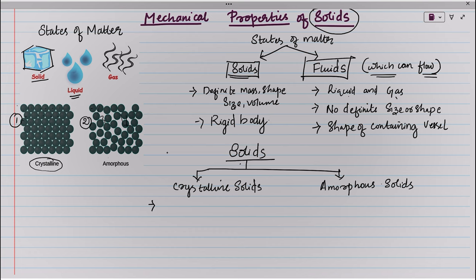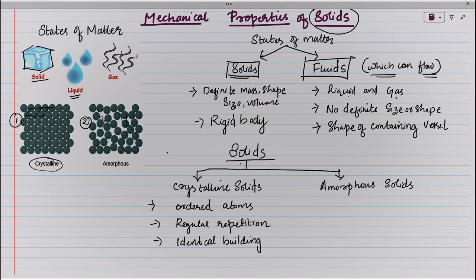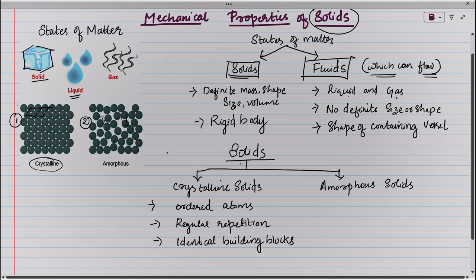There are certain features of crystalline solids. These have ordered atoms. Atoms are in an ordered state, and there is a regular repetition of atoms. They have identical building blocks.